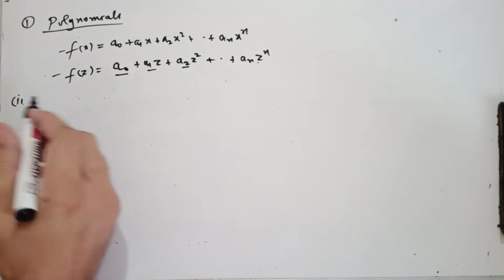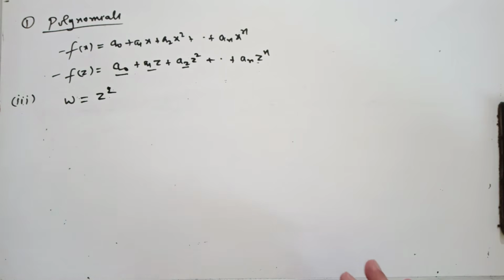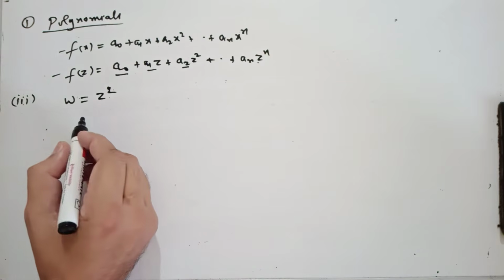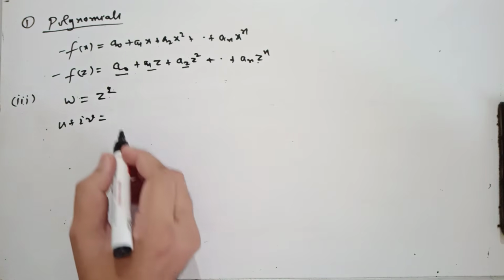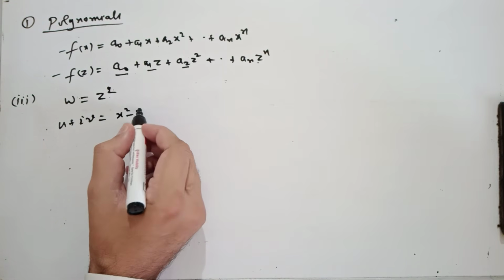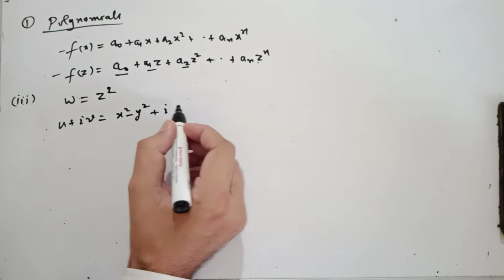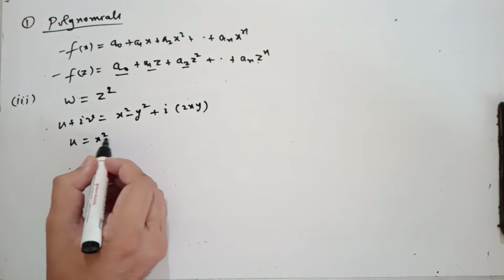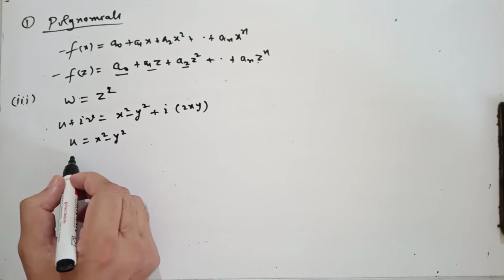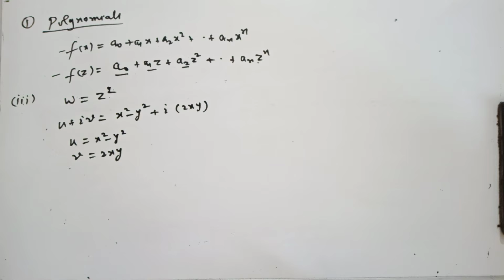Now see the third case, w equal to z square. This is also an interesting mapping. Let's see what the equations of transformation are here. If I change it in terms of xy, then the real part is x square minus y square, and the imaginary part is 2xy. So u is x square minus y square, v is 2xy.